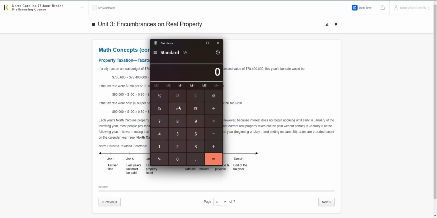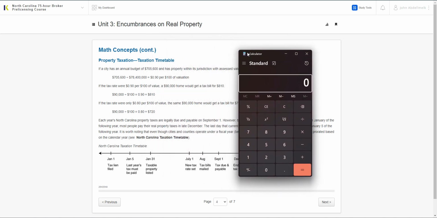So we take the budget that's necessary, and then divide that by the assessed value. Let me make sure my zeros are right. There's 2 at the end and 3 at the end. Okay, that'll give us 0.009 per 100 evaluation. So your tax rate would be 0.9. Yeah, so 90,000.